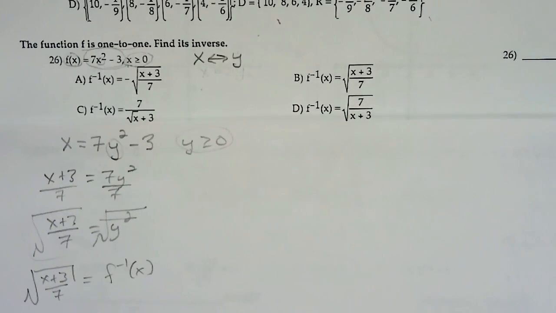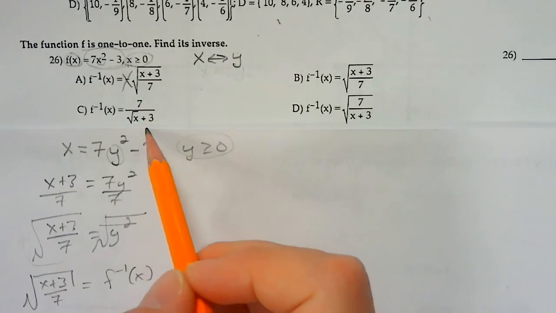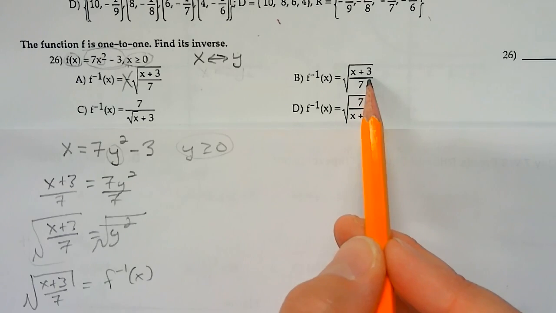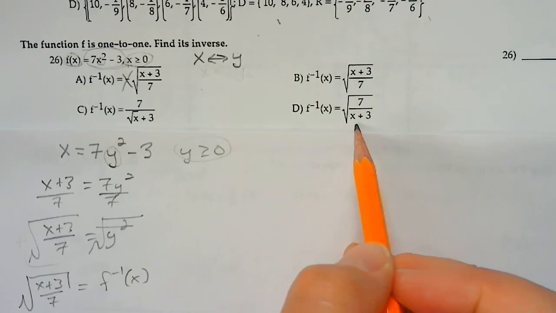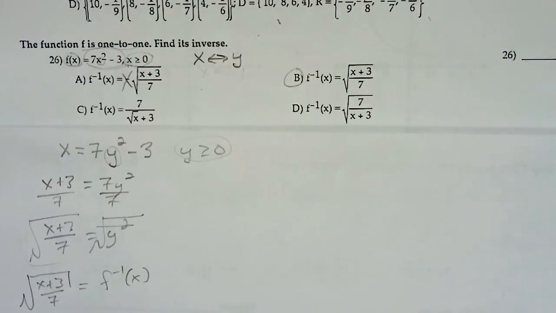Now I look at my answers. This one has a negative. That's no good because I needed y greater than 0. That's all wrong. This looks pretty good. And that one's upside down. So B is the correct answer.